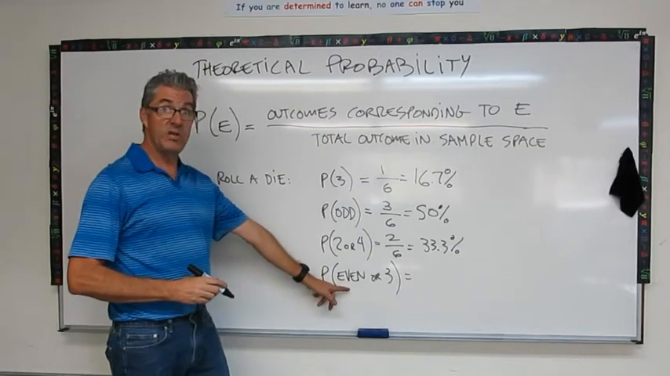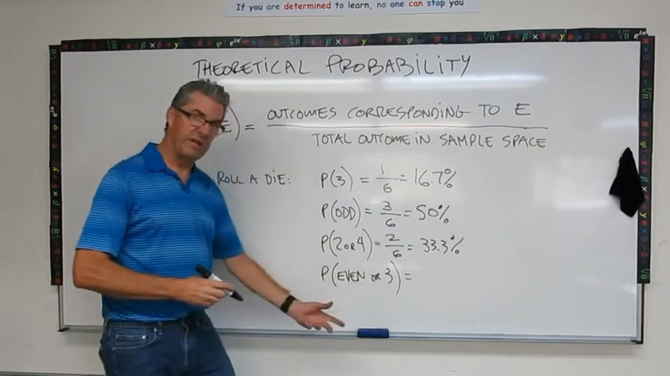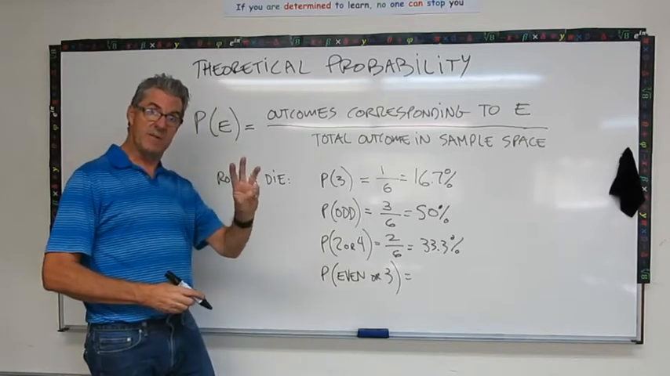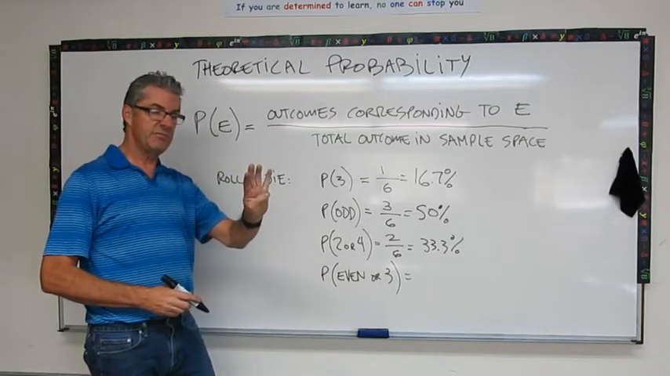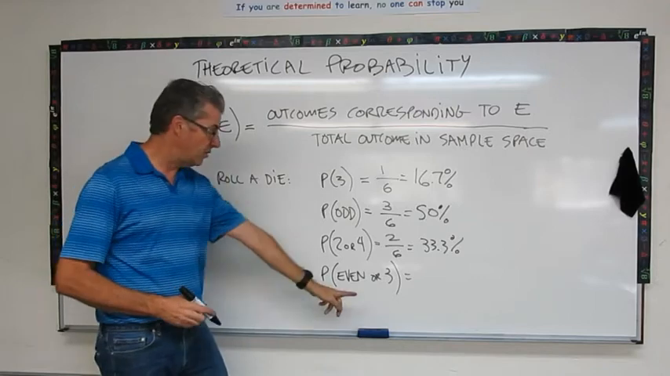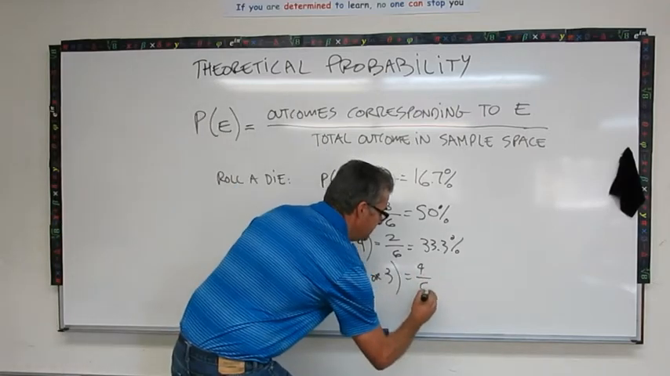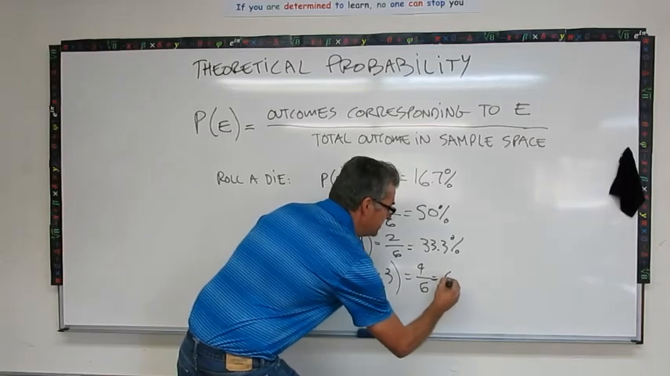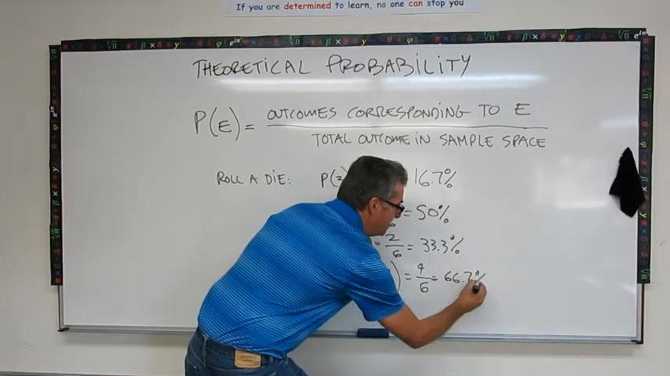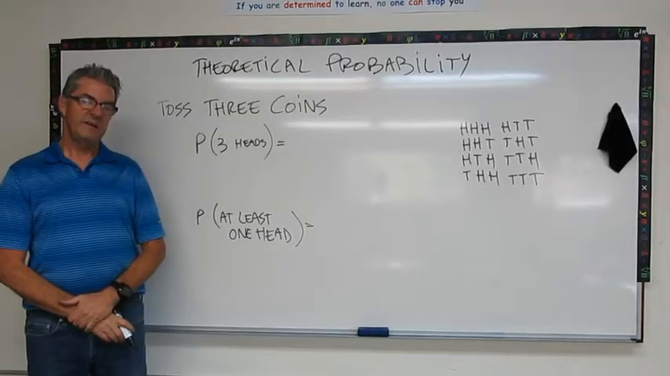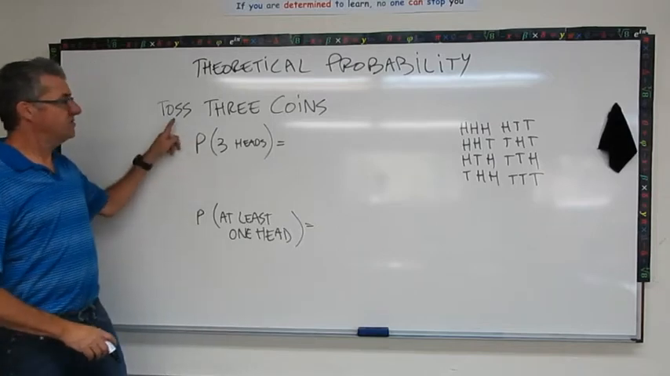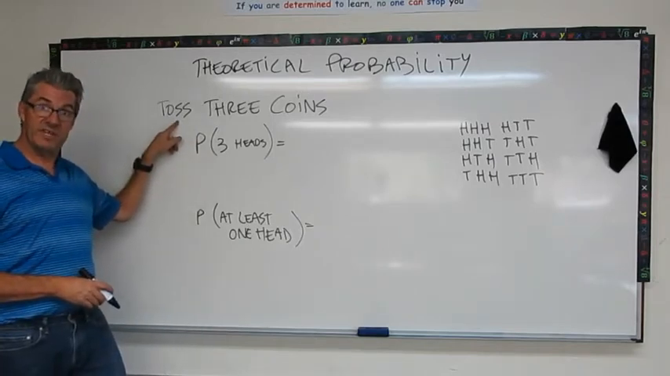And then our last one is getting a little more complicated. What's the probability of rolling even or a 3? So there's 3 even numbers, 2, 4, 6, plus the 3 means there's 4 outcomes that correspond to this event. So that's going to be 4 over 6, which equals 66.7%.